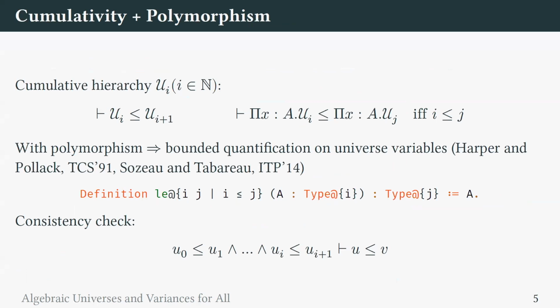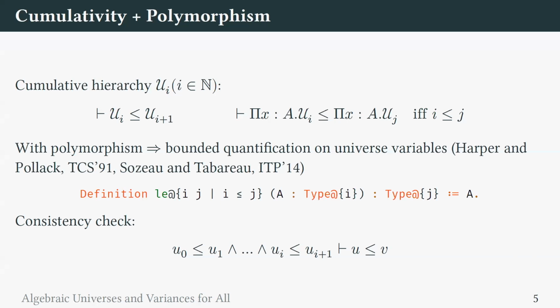Rocq has a slightly different system where we also have a cumulative hierarchy of universes. So U_i is included in U_{i+1}. And this goes to the codomain of products as well. So a product ending in U_i is a subtype of one ending in U_j for i less than j. And so when we add polymorphism plus cumulativity, we get bounded quantification on the universe variables, which was already studied in the 90s by Harper and Pollack, and which we implemented in Rocq with Nicolas Tabareau in 2014.